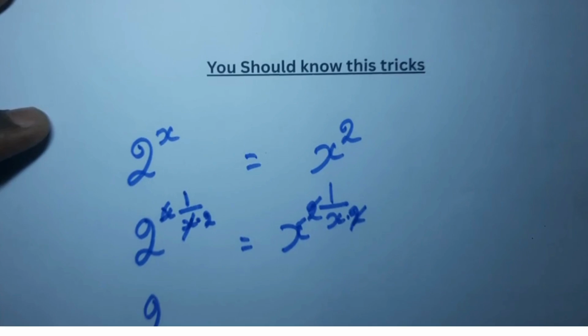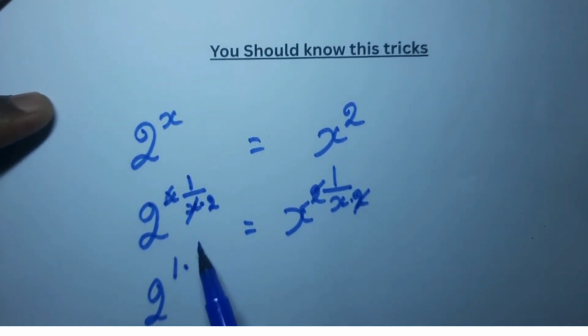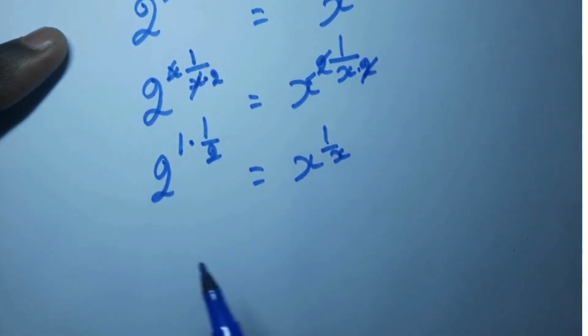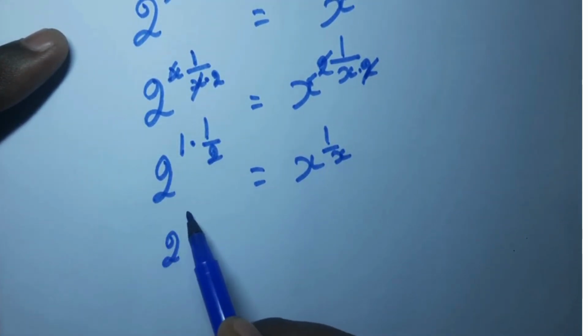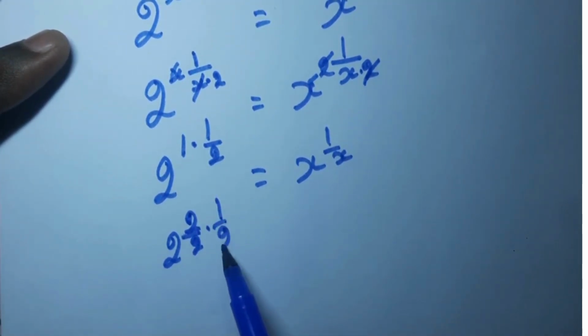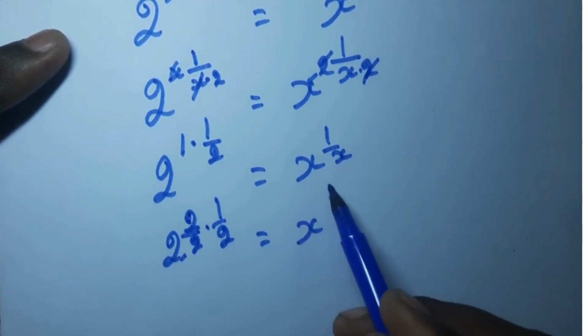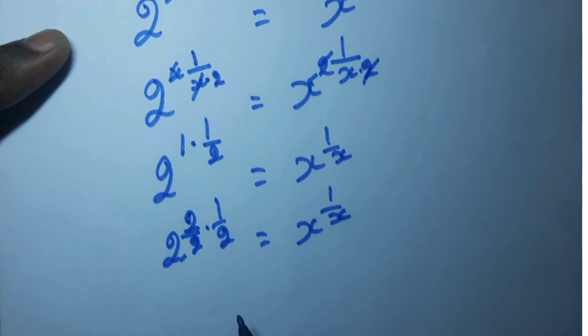Here 2 power 1 by 2 we can write like this, equal to x to the power of 1 by x. This 1 can be written as 2 by 2 into 1 by 2 equal to x to the power of 1 by x.